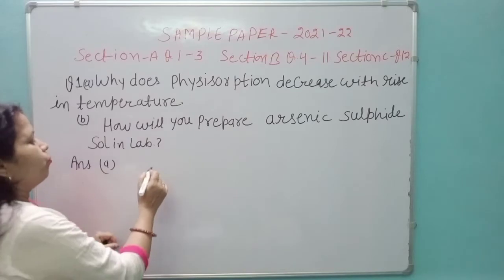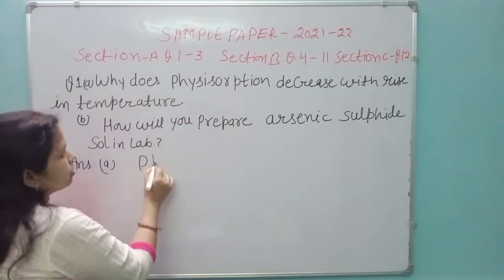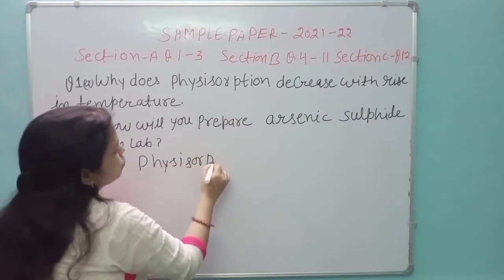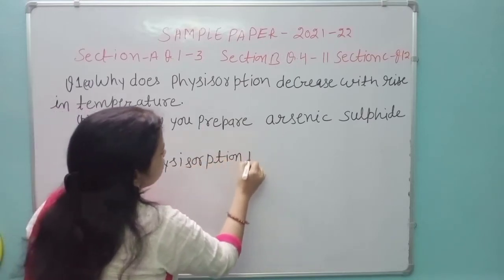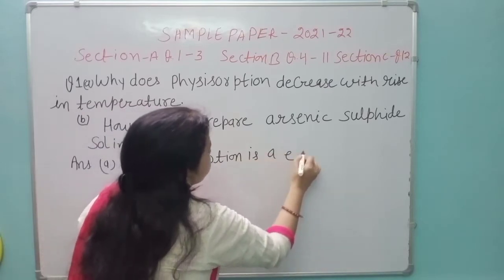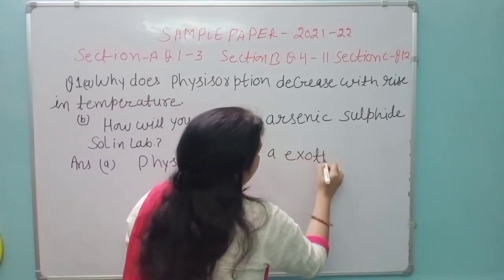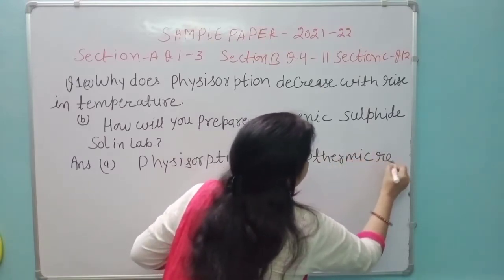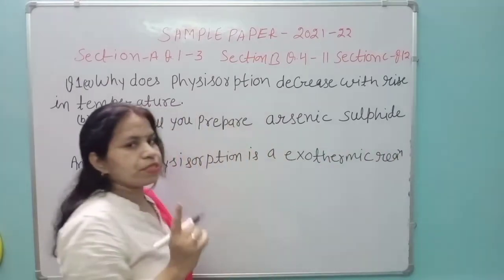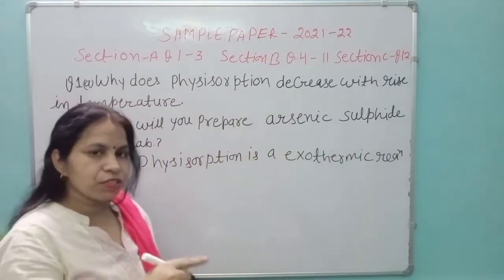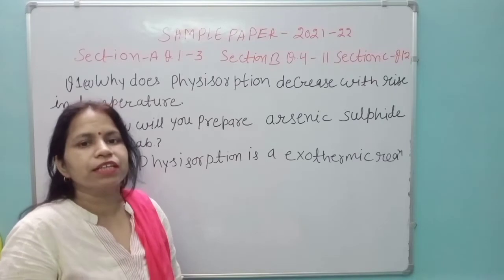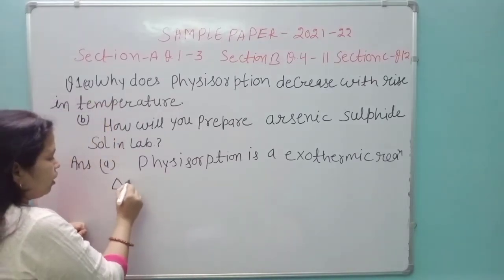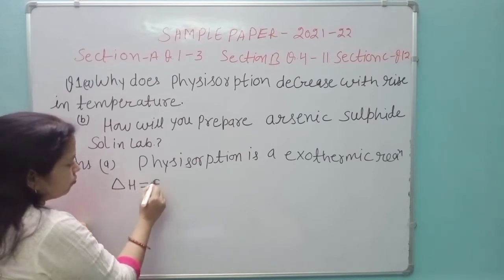It means, what is physisorption? Physisorption, how to write the answer? Physisorption is an exothermic process. Okay, so physisorption is an exothermic reaction. Exothermic means those reactions in which heat is evolved, heat is emitted. So it is exothermic. Here the change in enthalpy is negative.